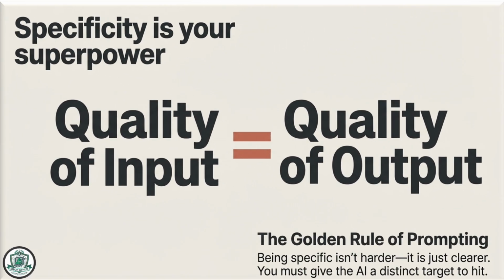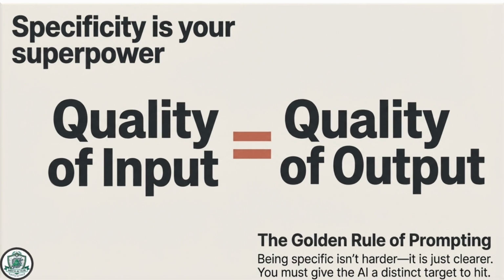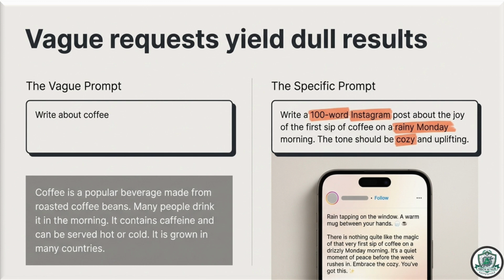Let me share the golden rule of prompting. Specificity is your superpower. The quality of your output is entirely tied to the quality of your input. Vague request yields dull results. If you give a vague prompt like write about coffee, you will get a vague, boring article that sounds like a robot wrote it. But what if you changed that?